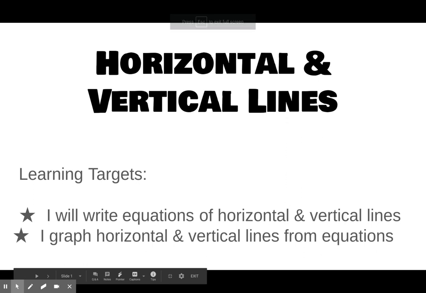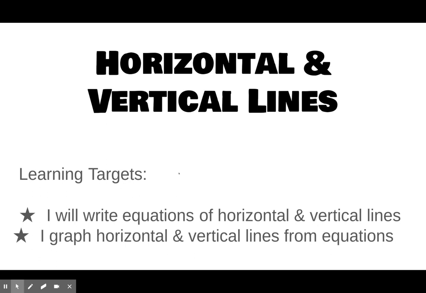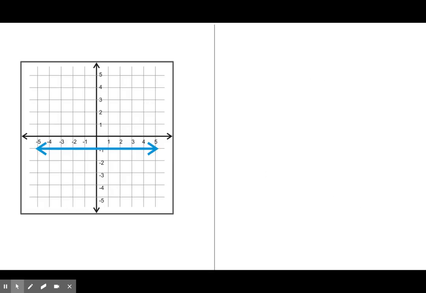This video is going to walk you through how to write equations of horizontal and vertical lines. We're so used to writing equations of lines in slope-intercept form, y equals mx plus b, and horizontal and vertical lines are slightly different. They're kind of special, so we're going to talk about how to do that, and then I'm going to have you graph horizontal and vertical lines.